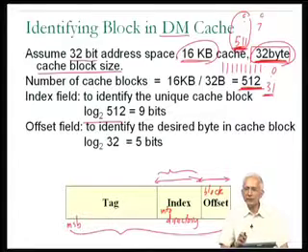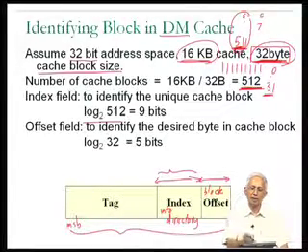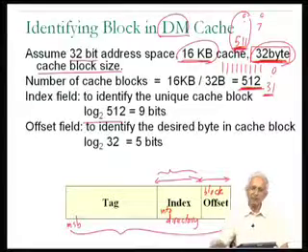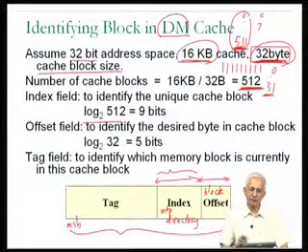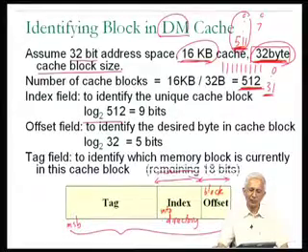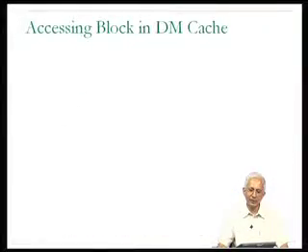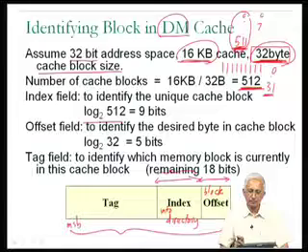So from just these 2 pieces of information and the fact that the cache is direct mapped, we are able to view the address in terms of a 9-bit index and a 5-bit offset, which leaves, given that the size of the address is 32 bits, 18 bits for the tag. So the remaining 18 bits are being used for the tag.